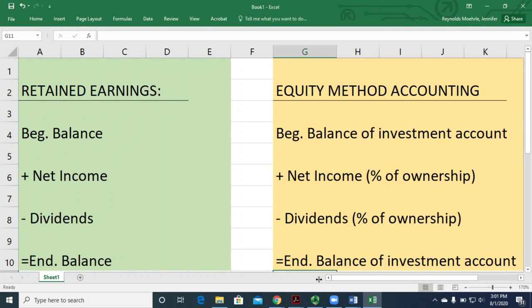Brief overview of subsequent measurement for equity method investments. The basics. For this discussion, I am focusing only on those stock investments where the company has significant influence. Remember, this is when the company owns between 20 and 50% of the outstanding shares. This is the situation that requires us to use the equity method of accounting.